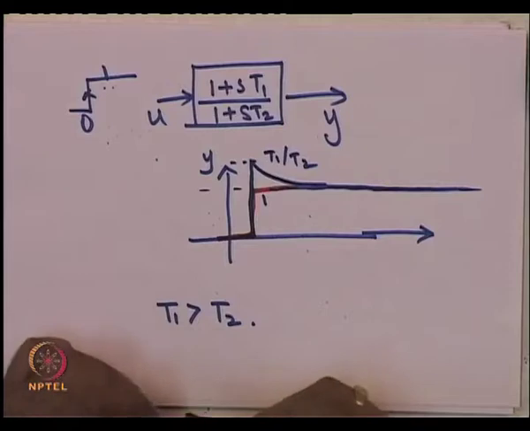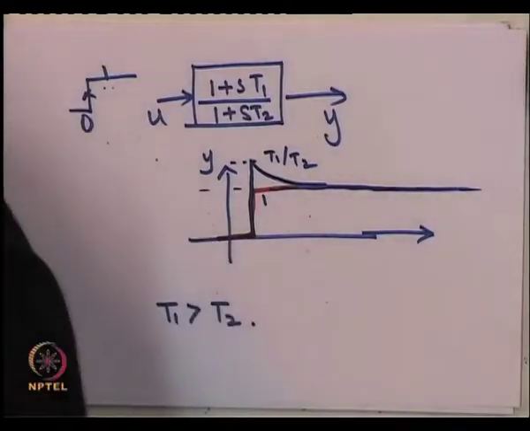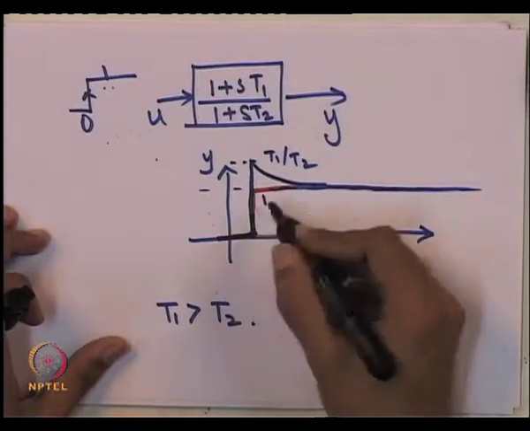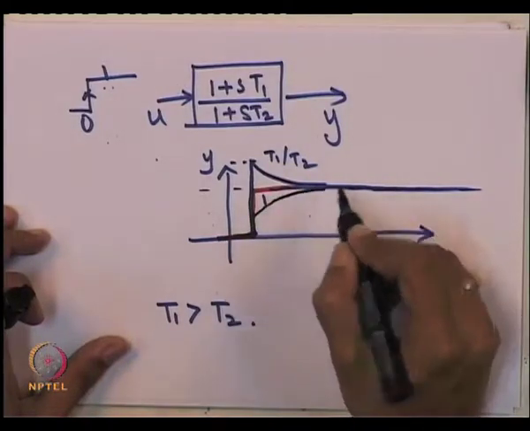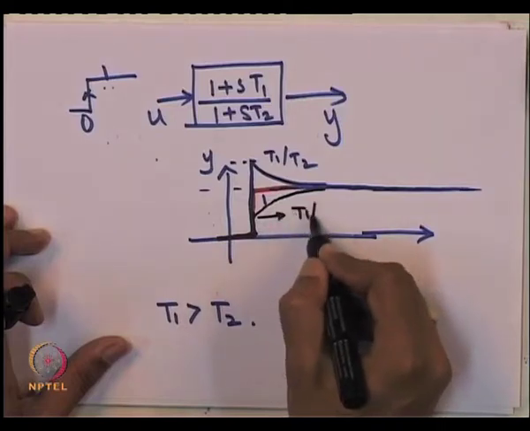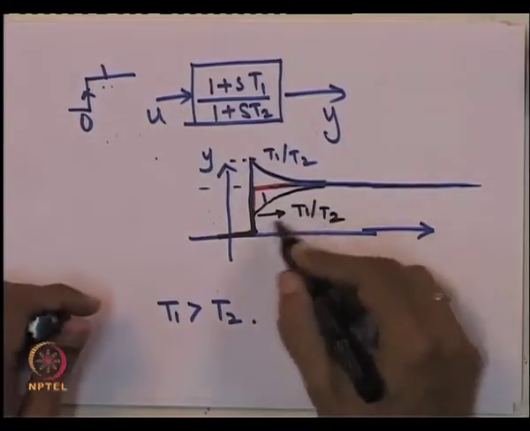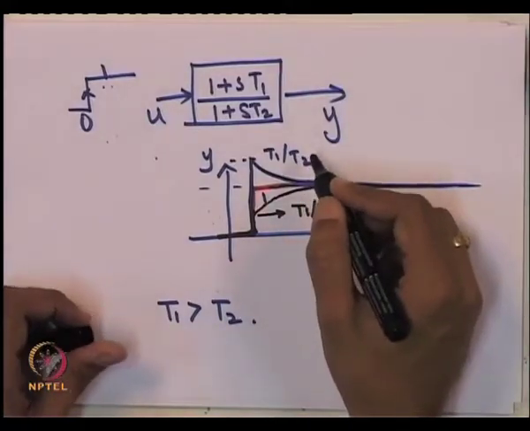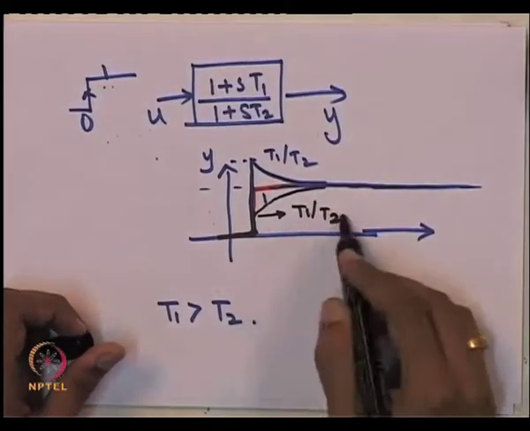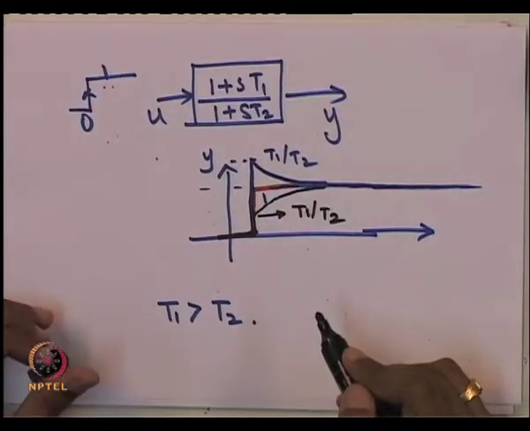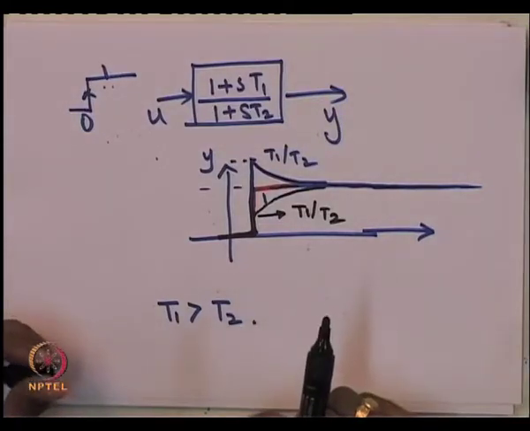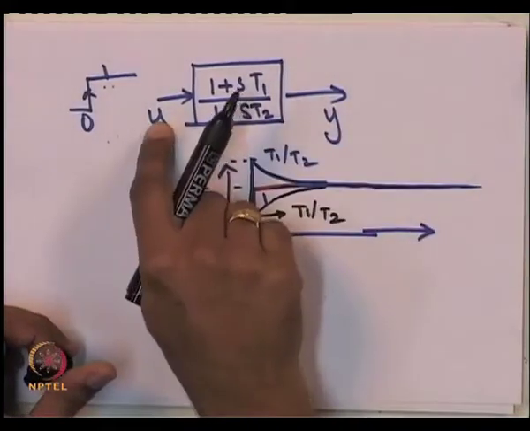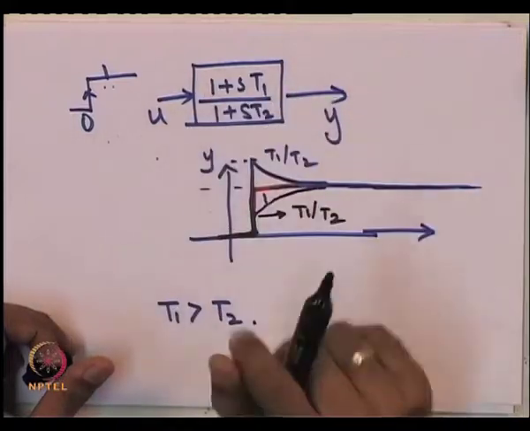On the other hand, in case T1 is less than T2, your output will be like this. This is T1 by T2. In this case it is called a lag compensator. Why it is a lag compensator when T1 is less than T2 is something you can easily find out by looking at the frequency response of this. This I leave it to you.